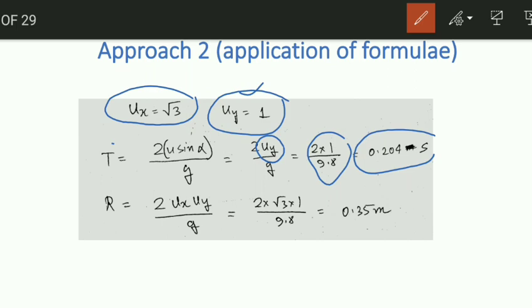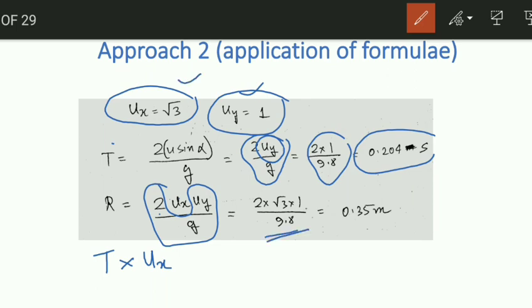And now range. I showed you how this formula comes. See, time of flight into ux, the x component. So 2uy by g into ux. That will give you 2ux uy by g. 2 into √3, see, we have ux already, so 2 into √3 into 1 by 9.8, that is 0.35 meter.